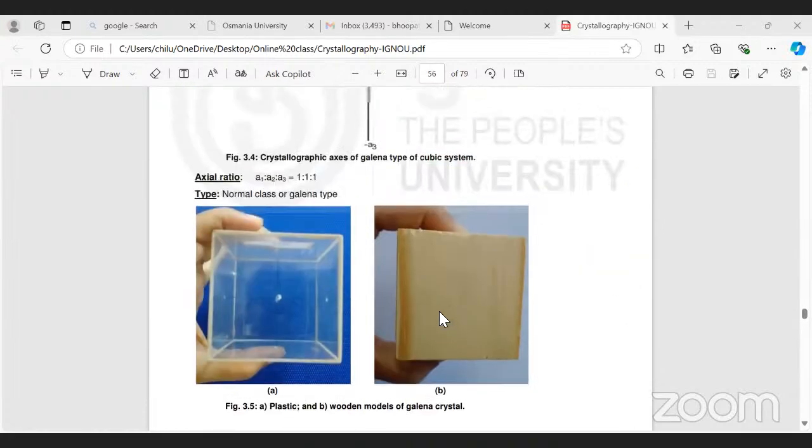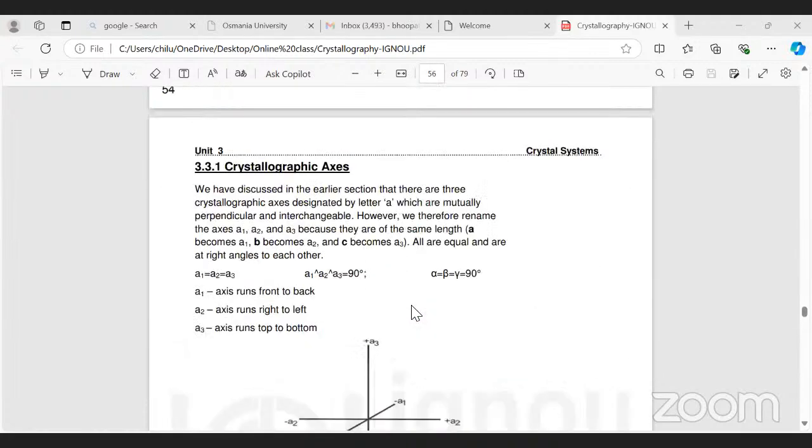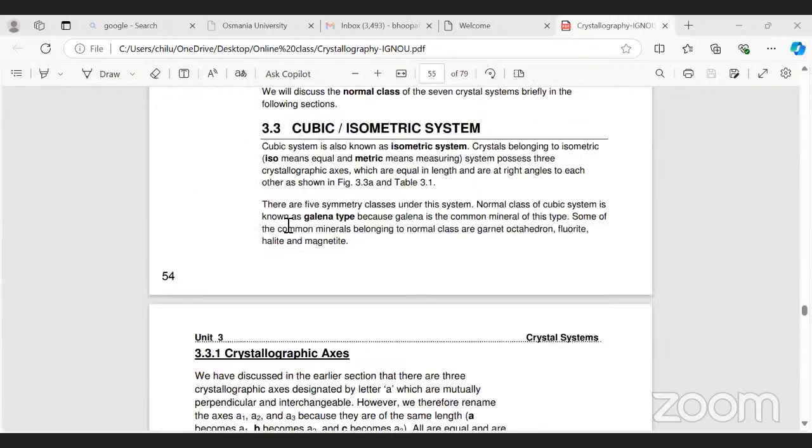So observe carefully. These are all imaginary lines only. And this galena type of system has five symmetry classes. We will call it a normal crystal system, a normal cubic system.